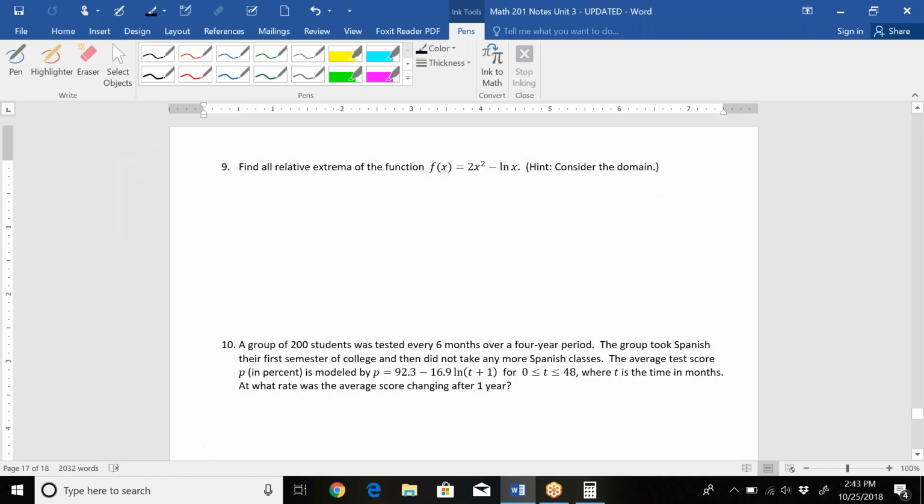So this says find all the relative extrema of this function. Consider the domain. That means that you can't, because remember this is a natural log here, you have to have x is greater than 0.